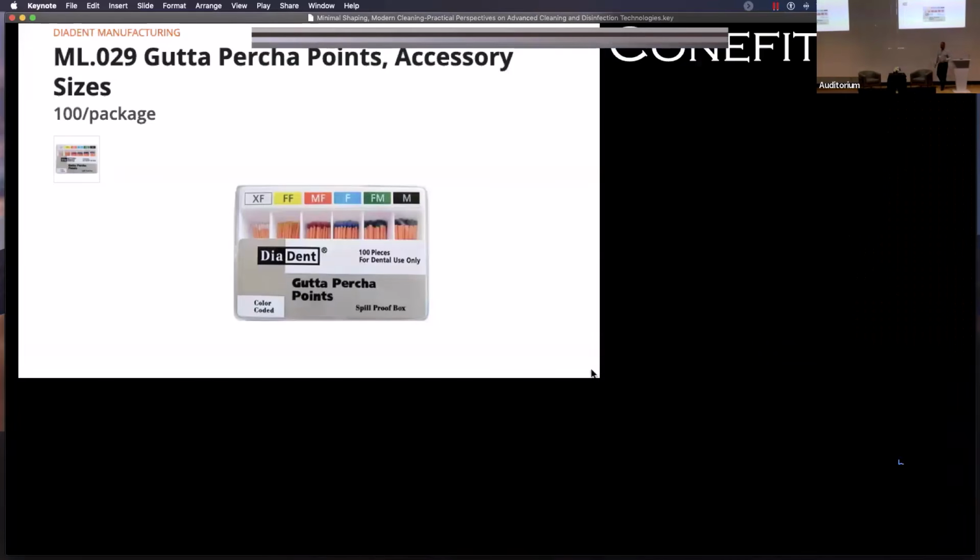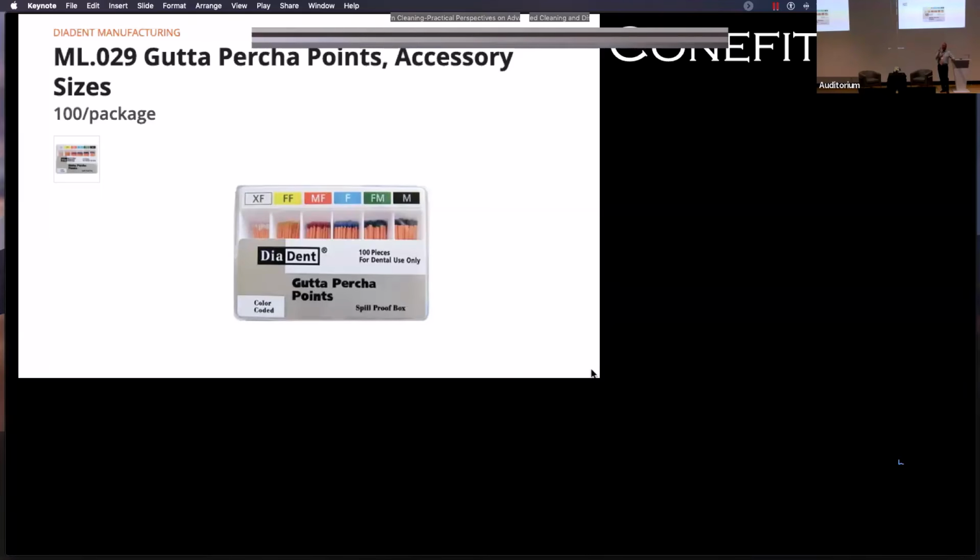So gutta percha cones are a problem. This section's for you, Dale. The ML09 cones are supposedly laser inspected, and I'm using the non-standard cones. The white, the extra fine, kind of fits a 14 shape.